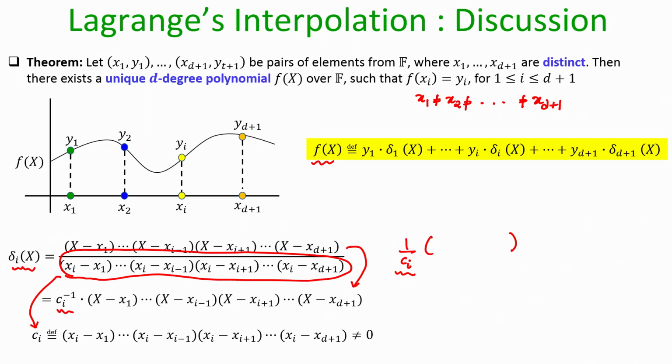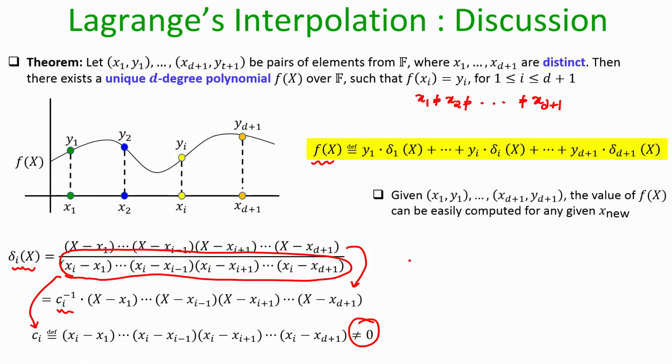And since C I is non-zero, remember one of the properties of the field is that all the non-zero elements are guaranteed to have a multiplicative inverse. So, the multiplicative inverse here is possible. Right. Another interesting property of Lagrange interpolation which we will require later is the following. Imagine you are given d plus 1 x y pairs where the x coordinates are distinct.